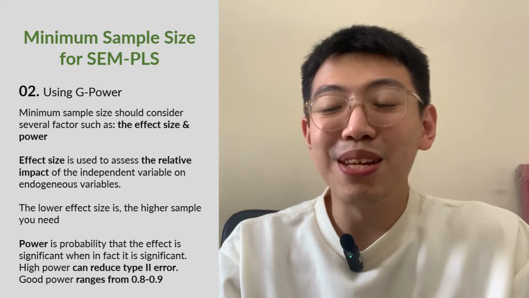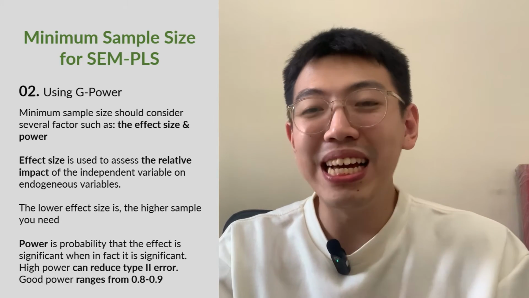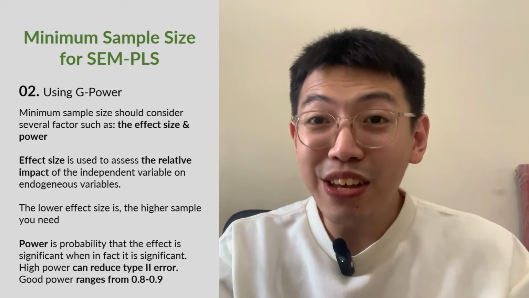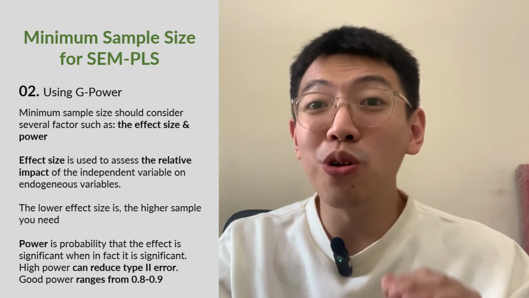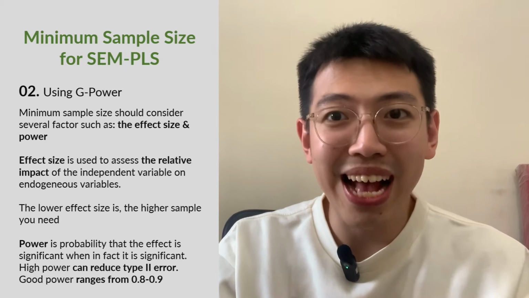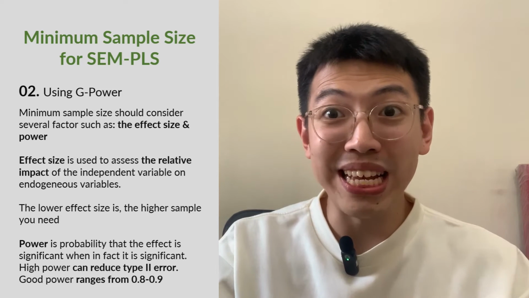While power is the probability of concluding that an effect is significant when in fact the effect is significant. High power will minimize or reduce type 2 errors. The good power will range between 0.8 to 0.9.